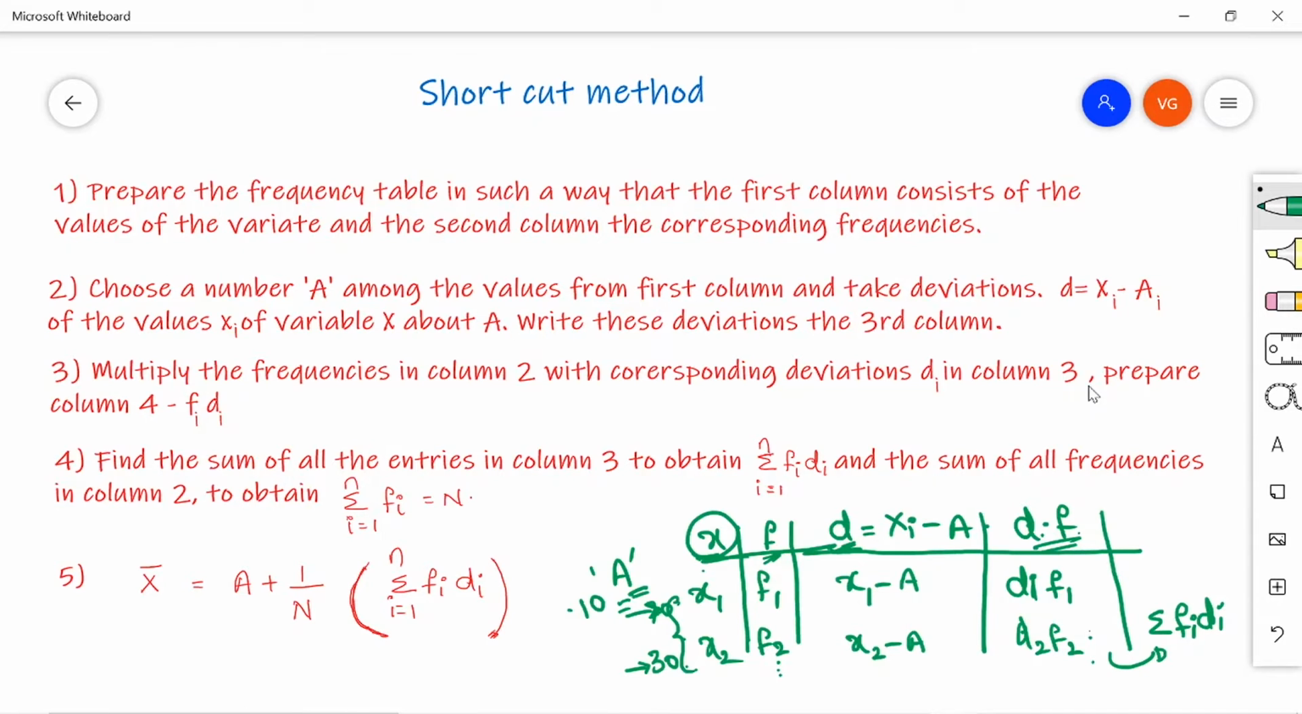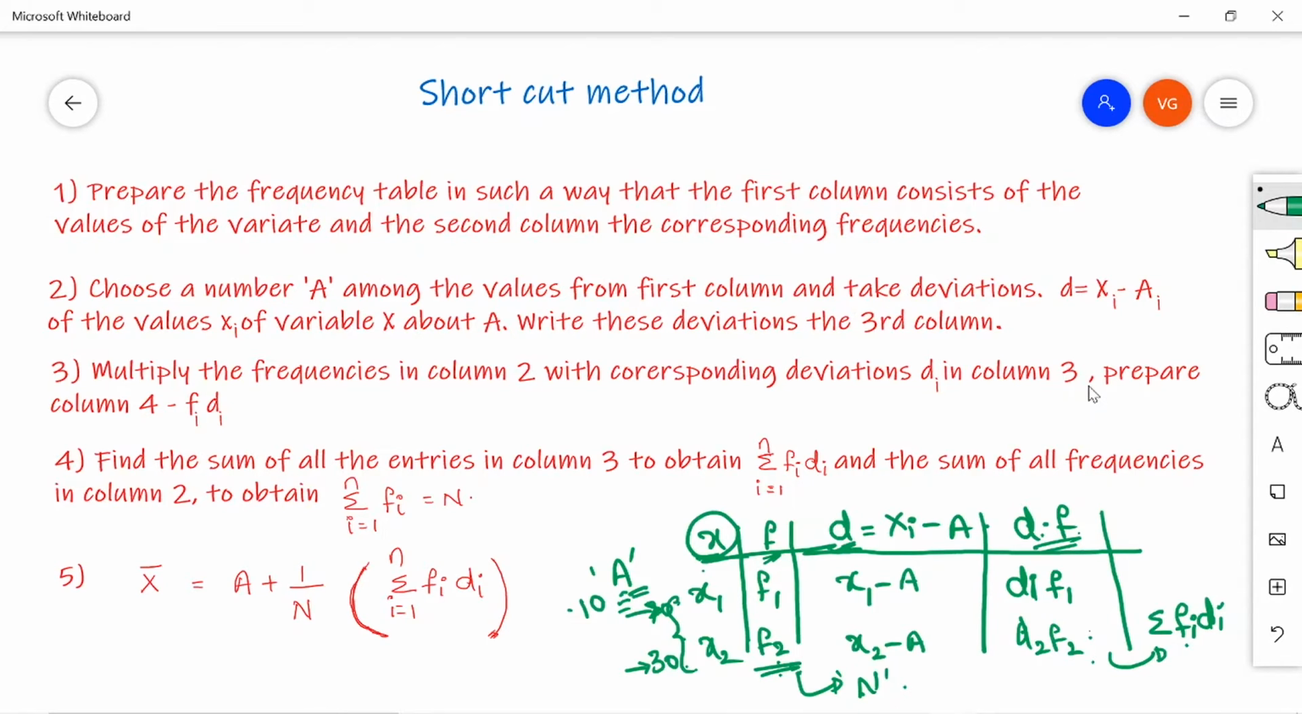Similarly, to find the value of n, add the frequencies here. So that gives you the n value. You know the a value, the n value and sigma fi di. So write down the formula here: a plus 1 by n, sigma with i running from 1 to n, fi di, right?